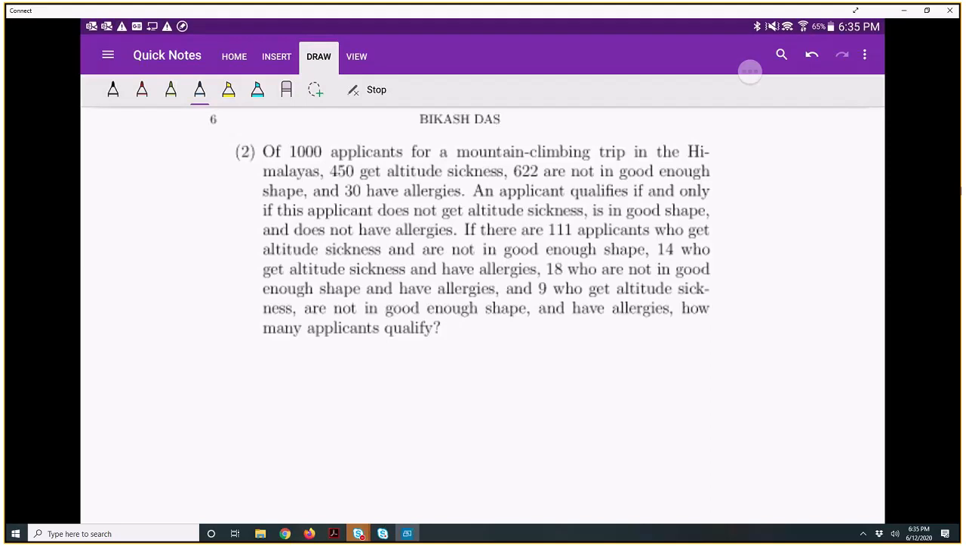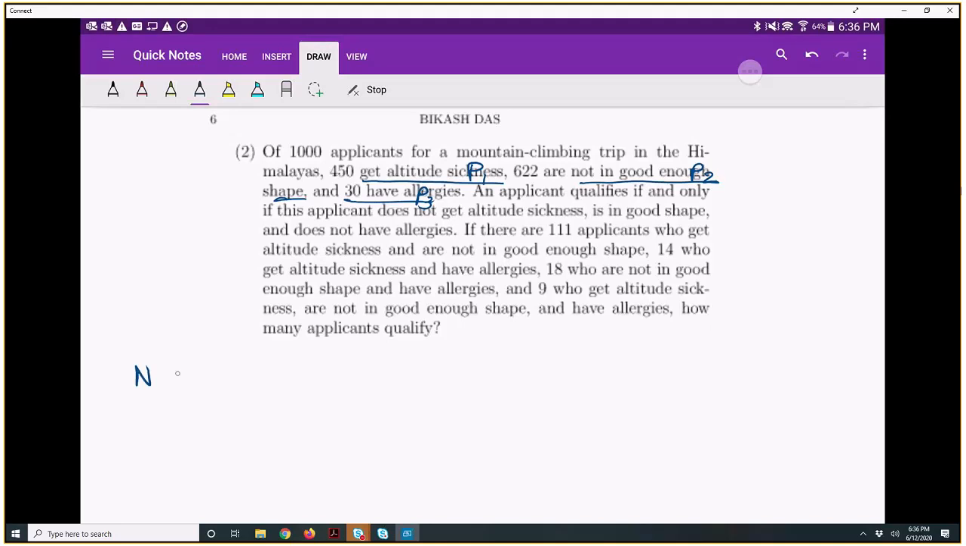An applicant qualifies if and only if the applicant does not get altitude sickness, is in good shape, and does not have allergies. So we can think about gets altitude sickness as property 1. Not in good shape, property 2. And has allergies as property 3. We want to eliminate these properties.